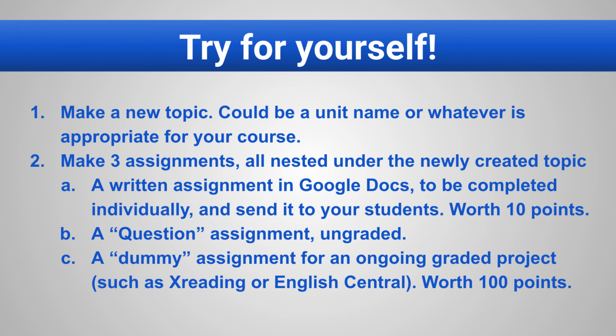Now it's your turn to try for yourself. So I think you should probably try to make a new topic. It could be a unit name or whatever is appropriate for the course you've created, your Google Classroom. And I'm going to advise that you make 3 assignments, all nested under the newly created topic. I'm going to suggest you make a written assignment in Google Docs to be completed individually and send it to your students. Make it worth 10 points. I'd like you to make a question assignment, ungraded. And then I'd like you to make a dummy assignment for an ongoing graded project, such as X Reading or English Central. Make it worth 100 points.